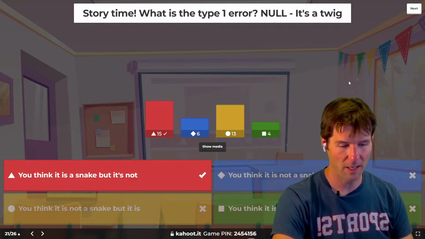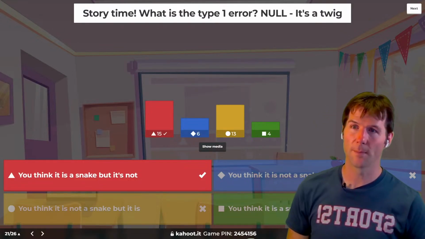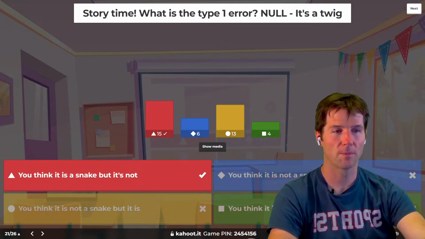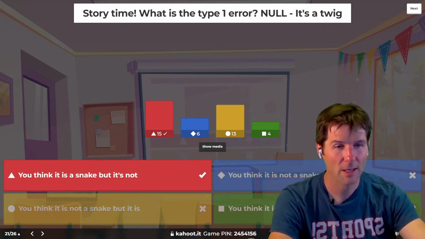The complement of beta, for 5,000 points, is what? The complement of beta is known as what statistical term? So we think it's a twig.